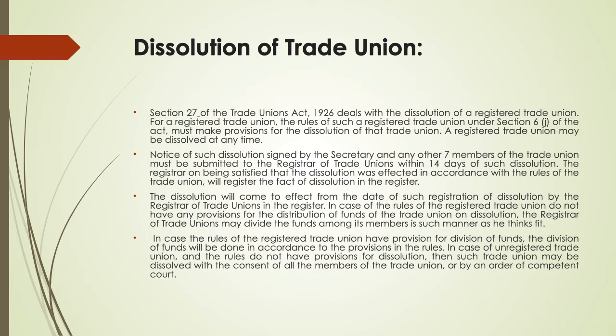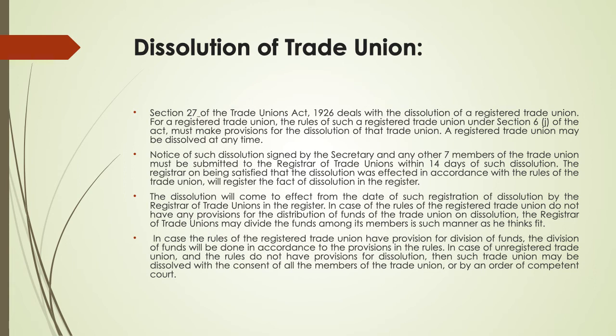Dissolution of trade union. So, Section 27 of the Trade Unions Act 1926 deals with the dissolution of a registered trade union. For a registered trade union, the rules of such a registered trade union under Section 6(g) of the Act must make provisions for the dissolution of that trade union. A registered trade union may be dissolved at any time.